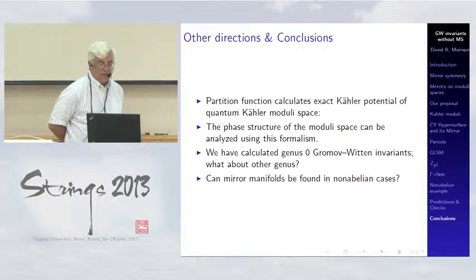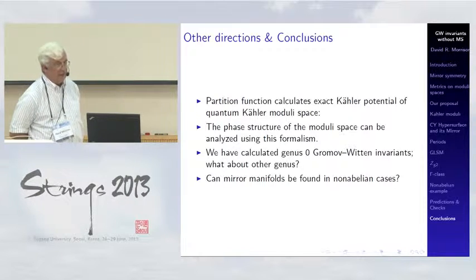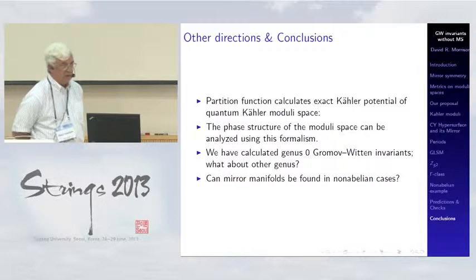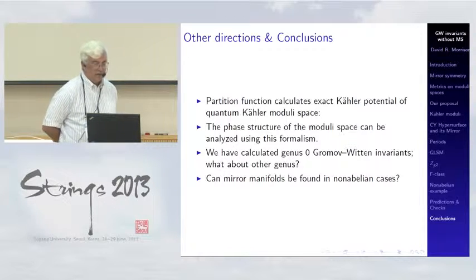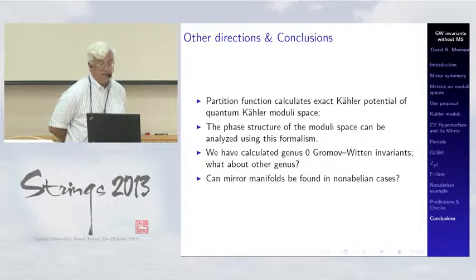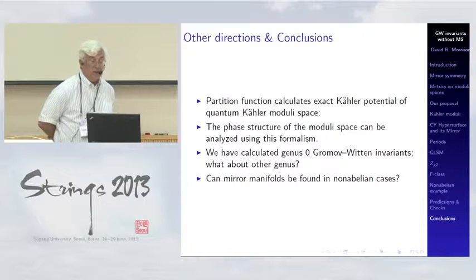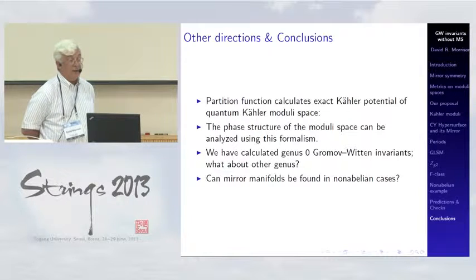Another thing we've explored, which I didn't have time to cover today, is that the phase structure of the moduli space, the Kähler moduli space, which had been discussed a lot in the past, can be analyzed using this formalism, and we learned some new and interesting things. We've calculated the genus 0 Gromov-Witten invariants, but we have no idea what to do about other genus at the moment. It would be great to extend this to other genus. And like Sanjay, I'm very optimistic that we can use the insights gained from this calculation to make progress on finding mirror manifolds in the non-abelian GLSM cases where they're not currently known. So I'll stop there.